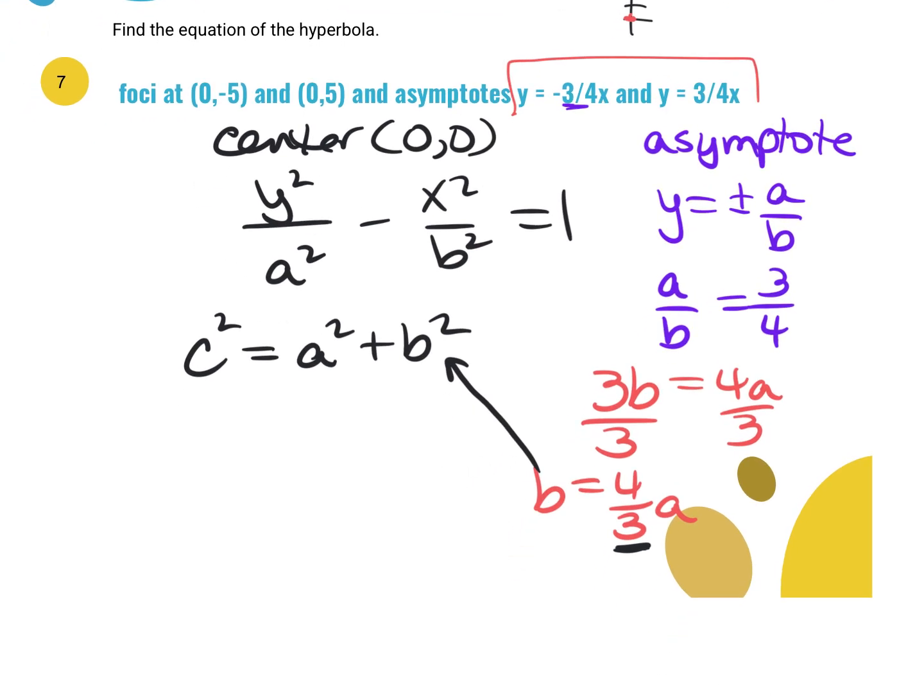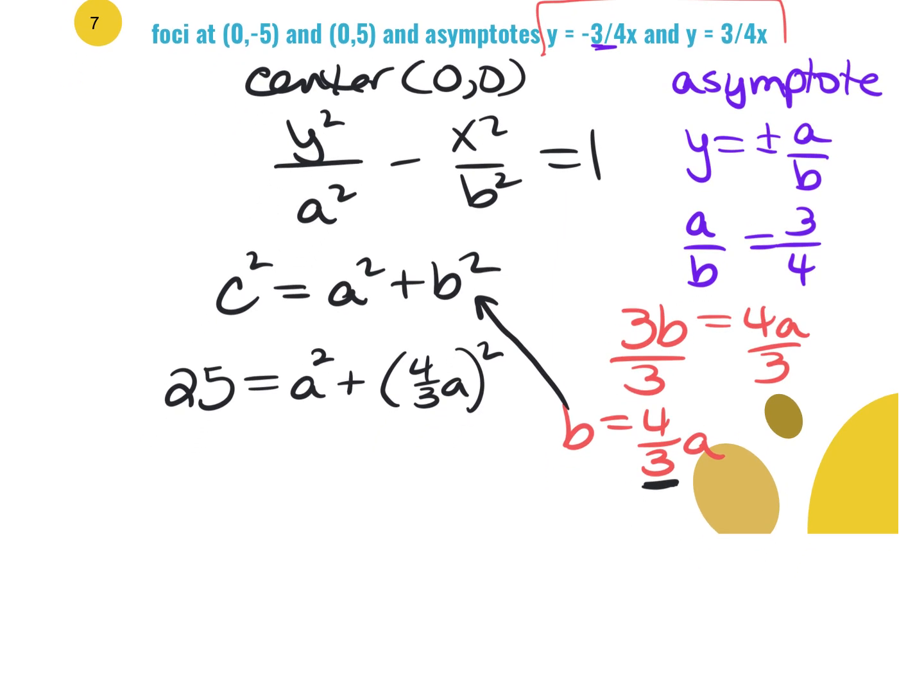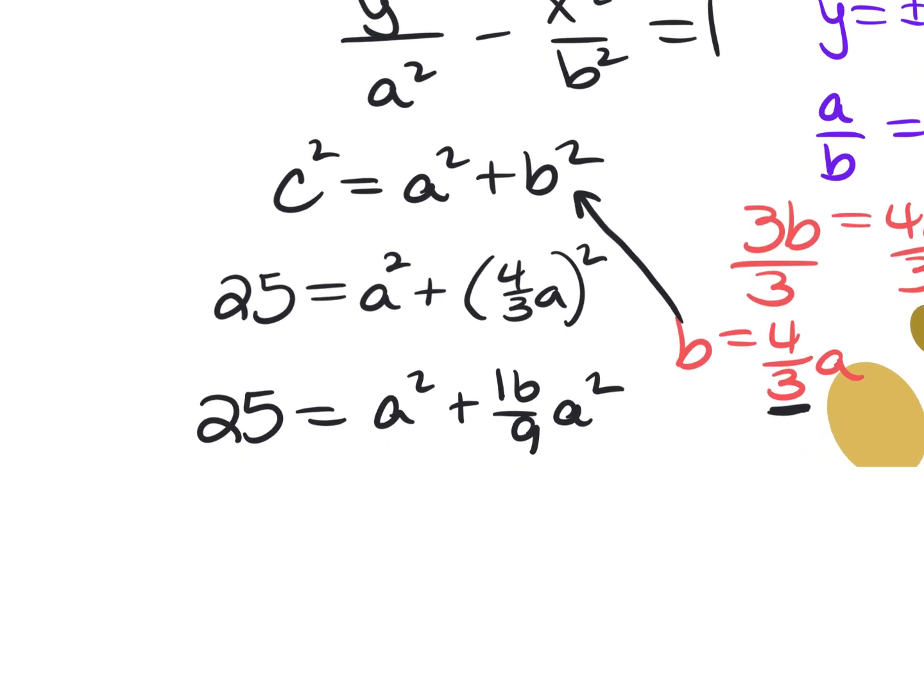So my c value is 25. A squared, I don't know. B squared is going to be 4/3 a, and I have to square that. So then this now becomes a squared plus 16/9 a squared. I need to add these two like terms. So in front of a squared here, it's an assumed 1. So because I'm going to be adding these two fractions, I'm going to change that 1 into 9/9.